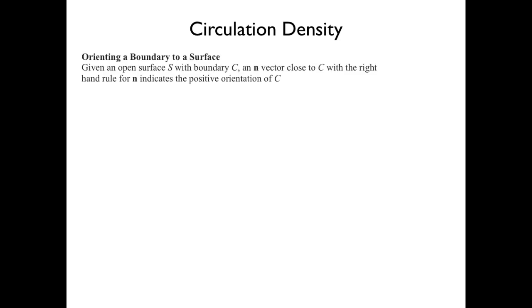We talked last week about flux density, which was how much flux per volume. Now I'm going to talk about circulation density, a similar parallel topic to flux density. Before we talk about that, we have to talk about orienting the boundary of an open surface. We talked about orienting a closed surface.